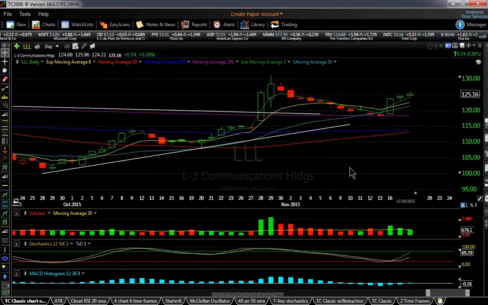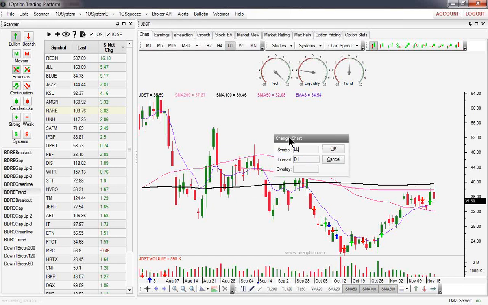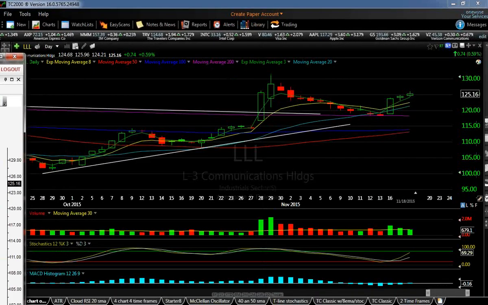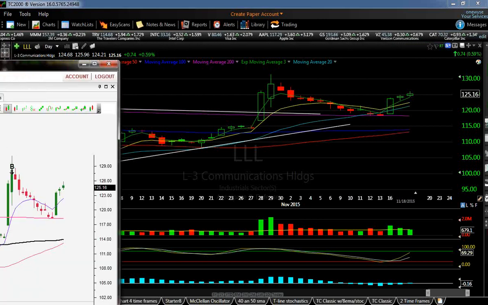LLL is another one that I entered today, and I took this overnight. Let's go back to the platform. Look at triple L. All right, hold on just one second. Move the template back. All right.